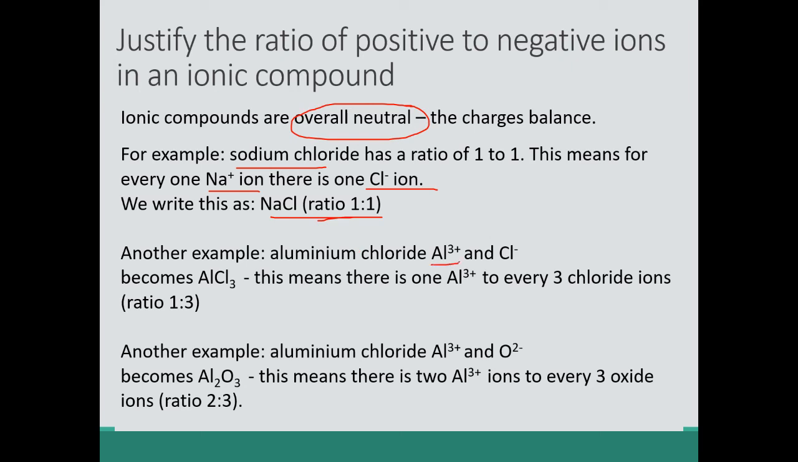What if it's a 3 plus cation and a 1 negative anion? Then it would be a ratio of 1 aluminium ion and 3 chloride ions. So we've got a ratio of 1 to 3, and we write it like this. Another example is aluminium oxide. We've got an oxide, it's a 2 minus. So then we get a ratio of 2 aluminium, which is 6 plus, and 3 oxides, which make 6 minus to make it cancel. This one is the most difficult it gets. We get a ratio of 2 to 3.